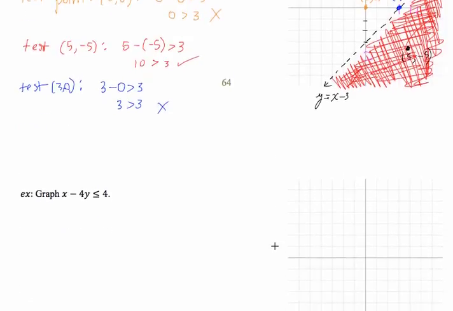Okay, make sure you're trying these, of course, and pausing the video before we do them together. On the next one, we'll do the same process. So we'll change the inequality to an equality so that it becomes x minus 4y equals 4.